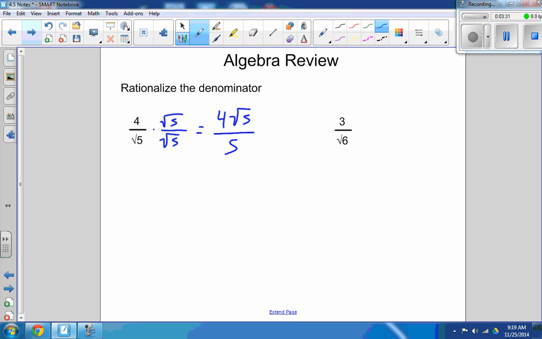All right, so let's do this one. So let's multiply square root of 6 times square root of 6. I get 3 square root of 6 over 6. Now I can simplify this more because 3 divided by 6 ends up being 1 over 2. So square root of 6 over 2.